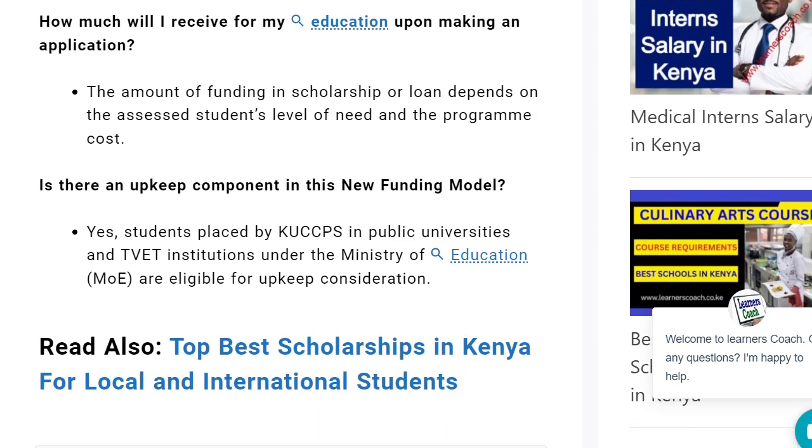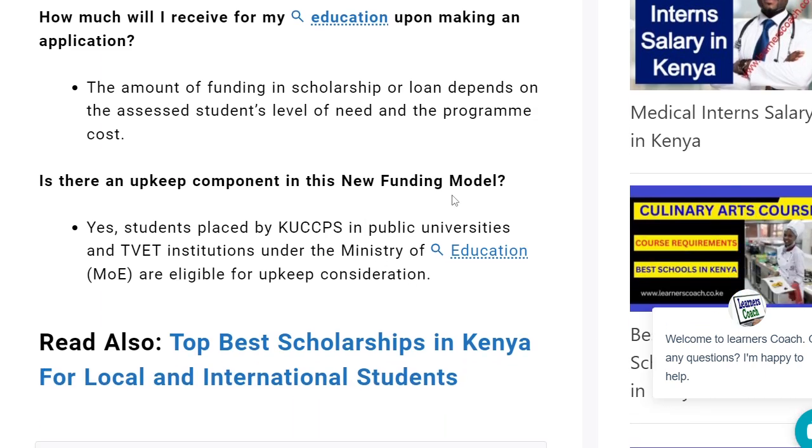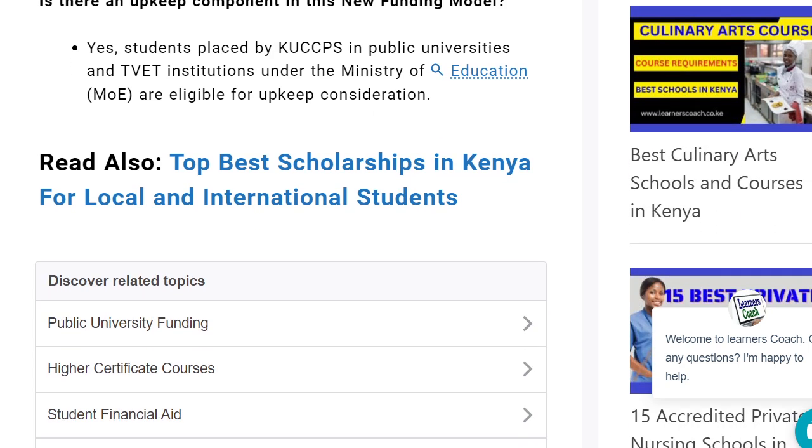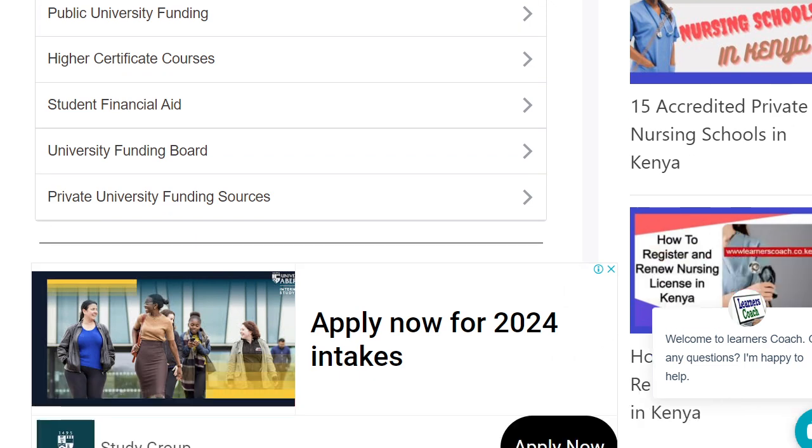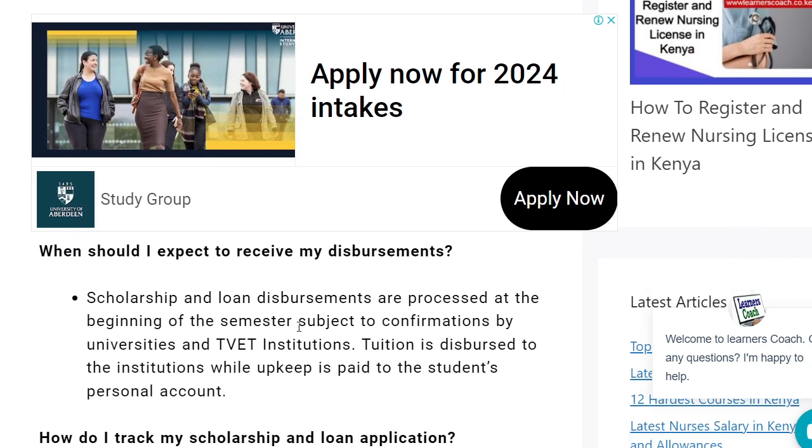So is there an upkeep component in this new funding model? Yes, students placed by KUCCPS in public universities and TVET institutions under the Ministry of Education are eligible for upkeep consideration. So I think that one I've also answered for those people who wanted to understand. Now there's another question here.